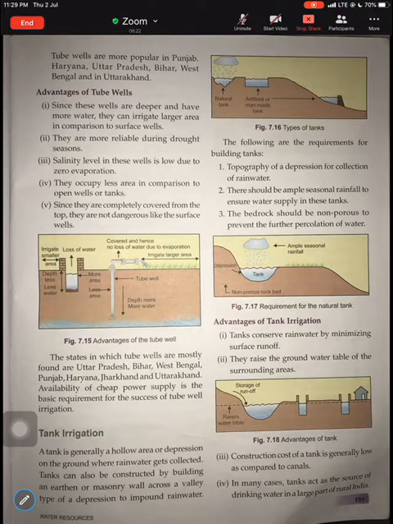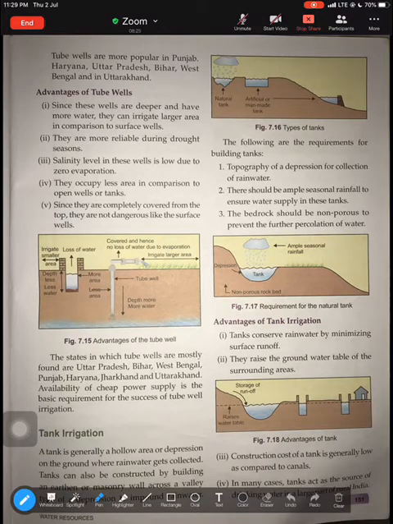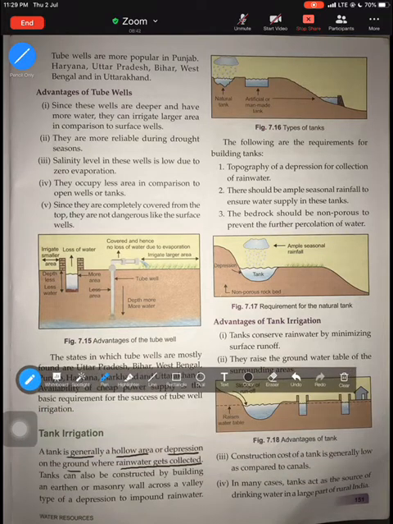So let's understand what is a tank. A tank is generally a hollow area or depression on the ground where rainwater gets collected. So it's basically an empty space, a hole, hollow meaning a hole or an empty space on the ground where rainwater gets collected. Tank can be constructed.